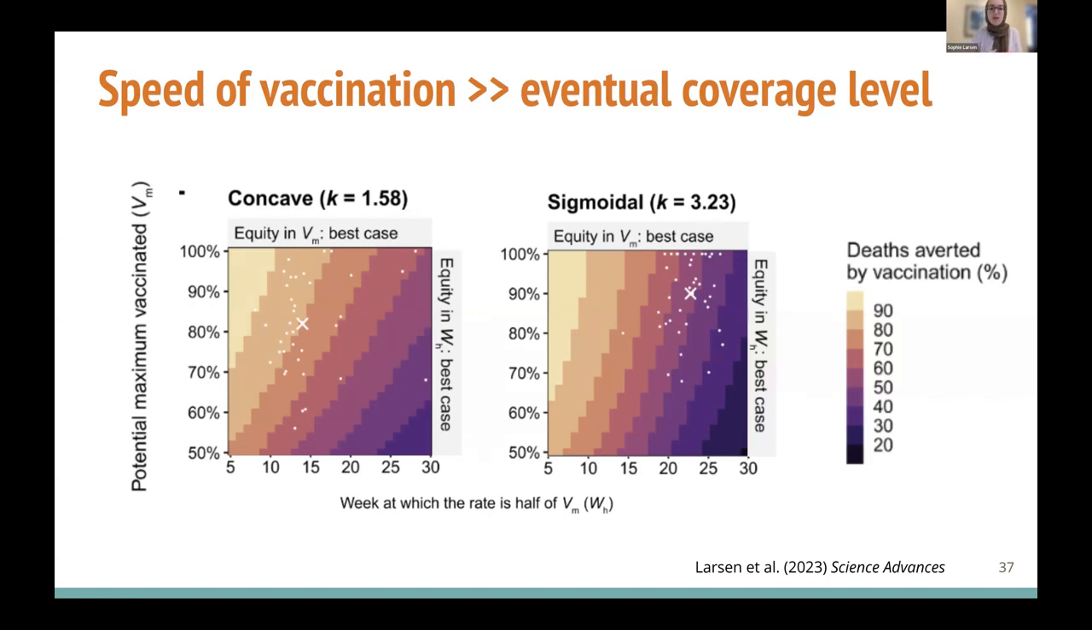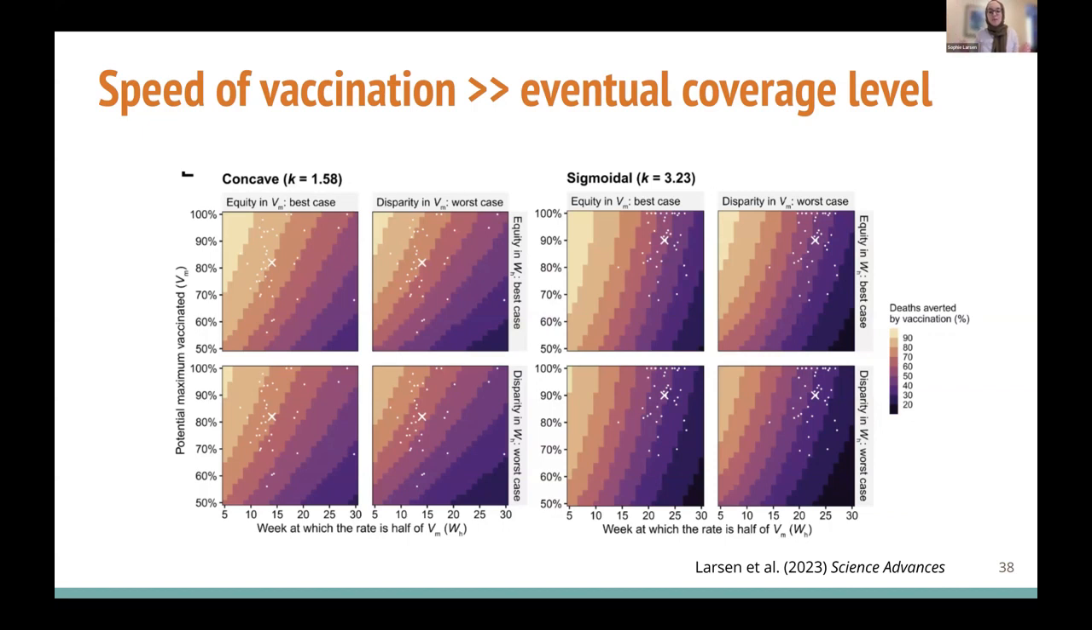And the white dots here are the observed countries. And so you can see, like in the sigmoidal group, the observed data of the sigmoidal group is falling in an area of the parameter space that has a much later halfway week on average versus the concave. And so this is the full analysis across all the equity and disparity metrics. But generally, the trends that we saw, that halfway week is the most important, were consistent across all equity and disparity scenarios.